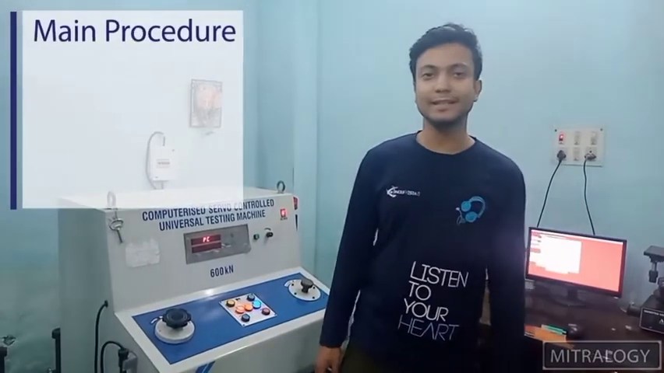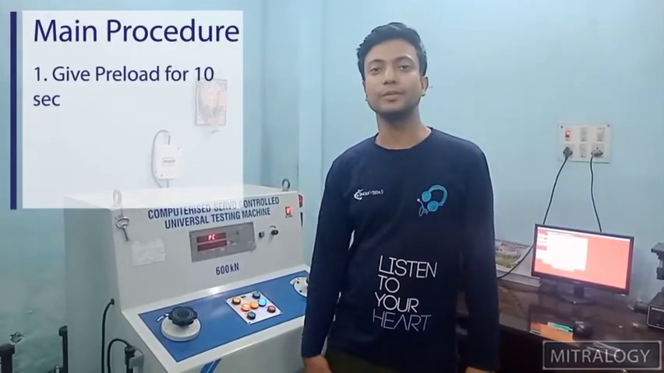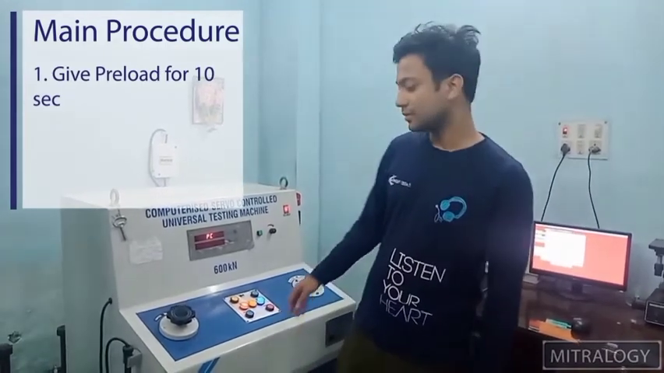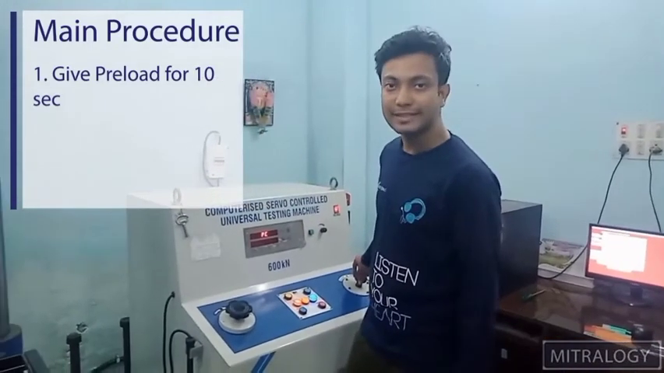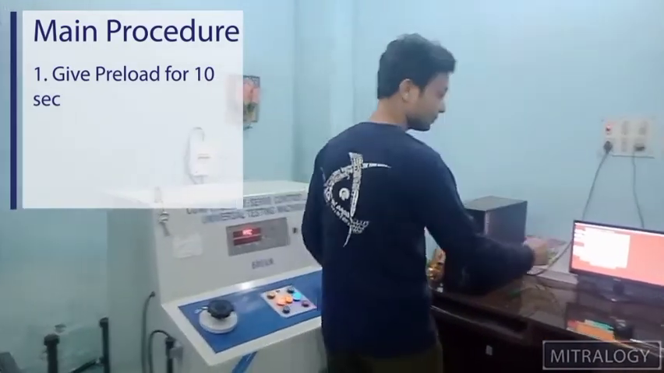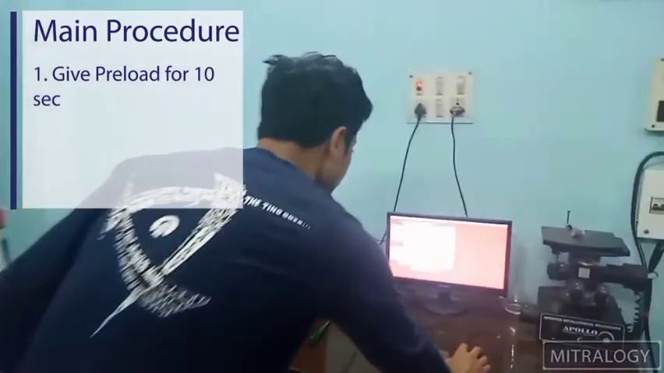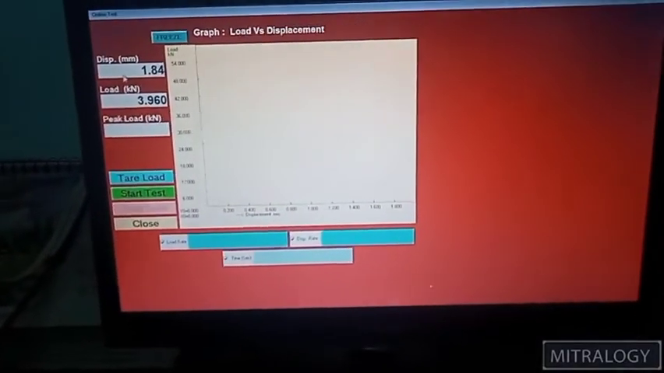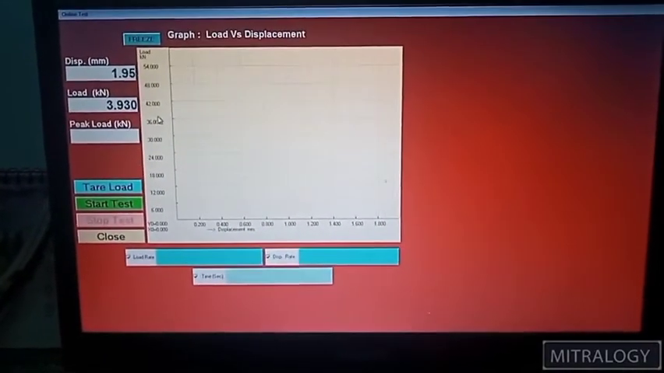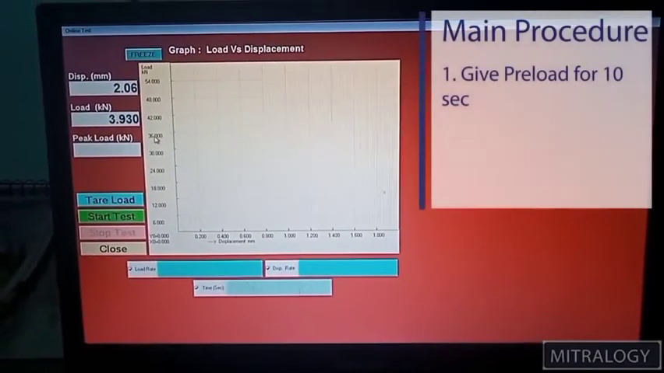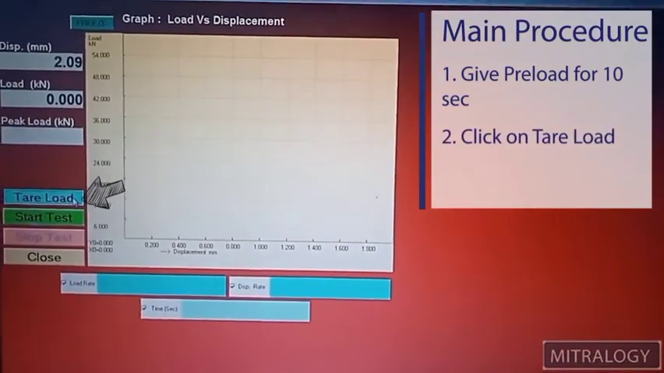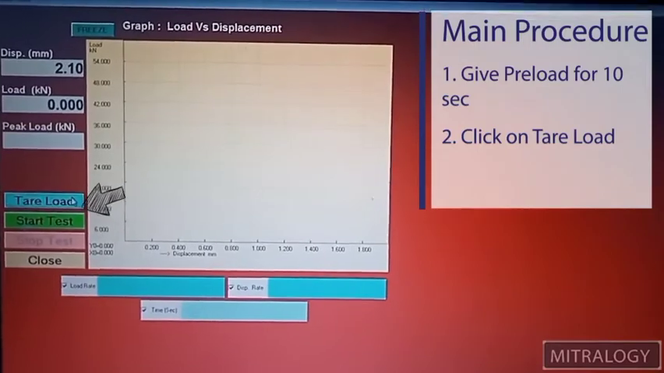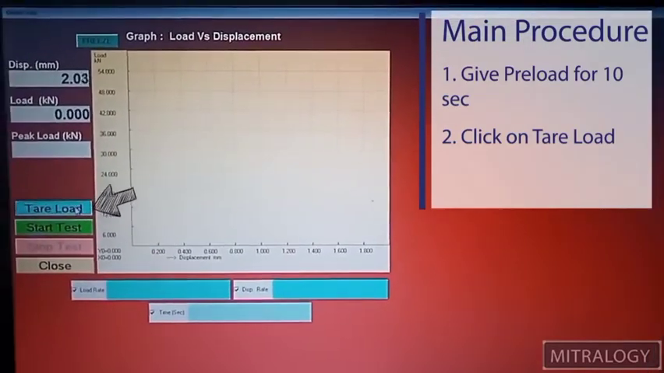So we are starting the test and we have to give 10 to 20 seconds of preload, switching on the machine and giving preload for around 10 seconds. Preload is given for around 10 seconds. Now I am adding the load. And starting the test now.